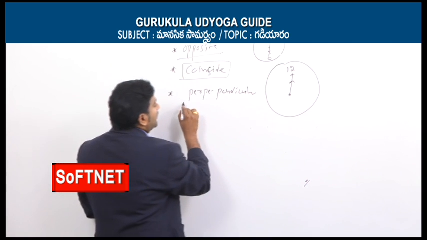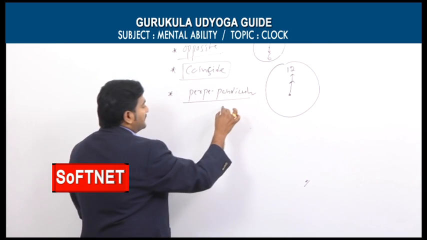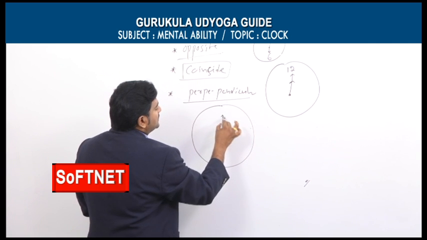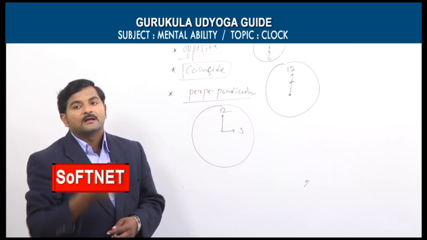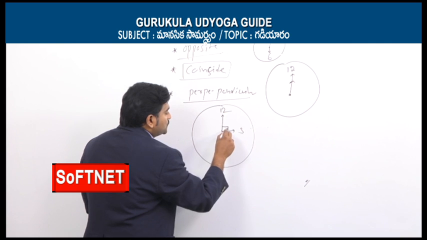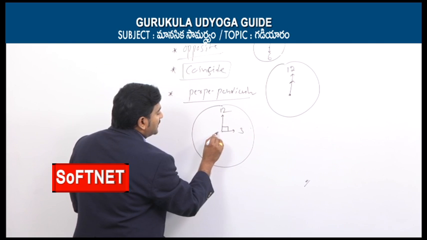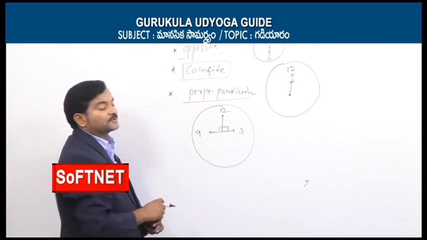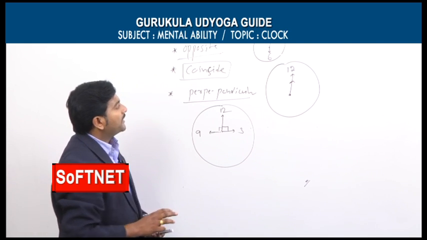Similarly, if you talk about the perpendicular part, this also we'll take by discussing a small diagram. So let's say now the time is exactly either 3 o'clock or 9 o'clock. At 3 o'clock, the angle between these two hands is equal to 90 degrees. Or instead of 3 o'clock, we can take 9 o'clock also. At 9 o'clock also, the angle between these two hands is 90 degrees. So these are the three more important points in the clock topic.